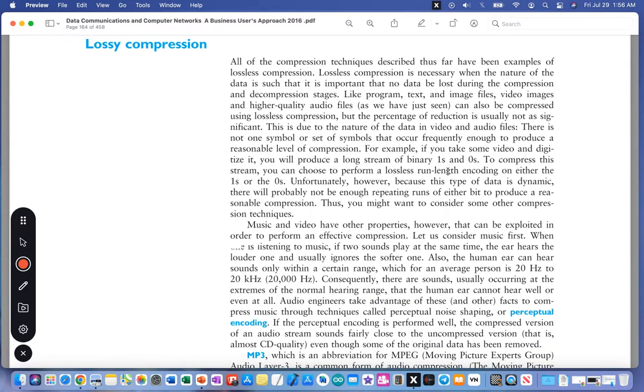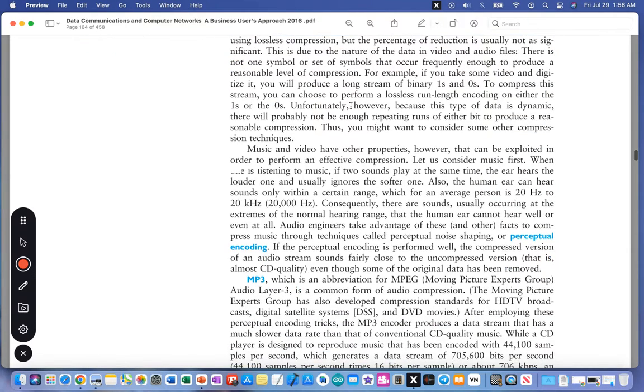Lossy compression. We talked about lossless, now it's lossy. All of the compression techniques described thus far have been examples of lossless compression. Lossless compression is necessary when the nature of the data is such that it's important no data be lost during the compression and decompression stages. Examples of that are programs, text, image files, video images, and higher quality audio. We don't want to lose anything, so we use lossless.